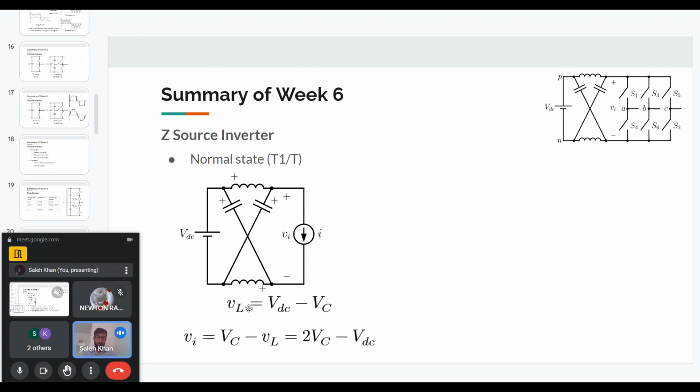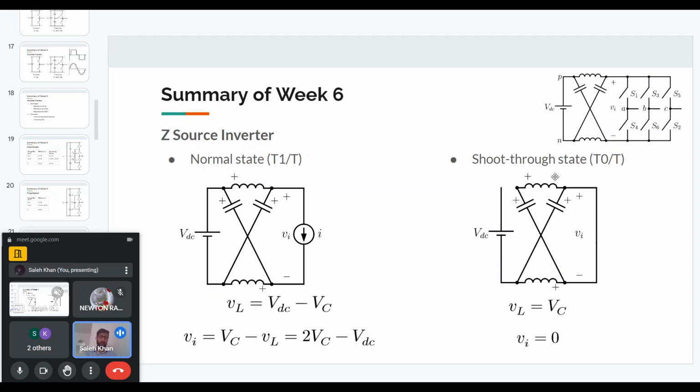And VL we can have from the previous equation that VL is equal to VDC minus VC. And if we substitute here, we will get that VI is equal to 2 VC minus VDC, where VC is the voltage of the capacitors. So this was in the normal state. Normal state means we don't have a shoot-through state.